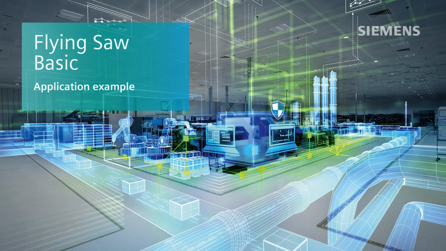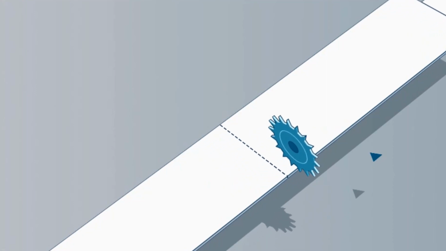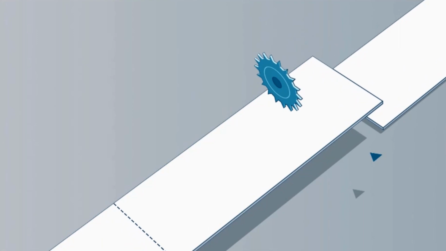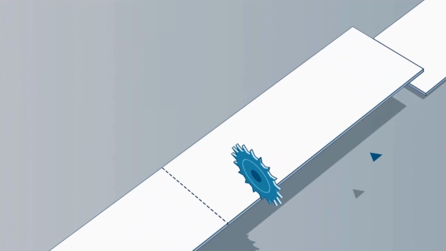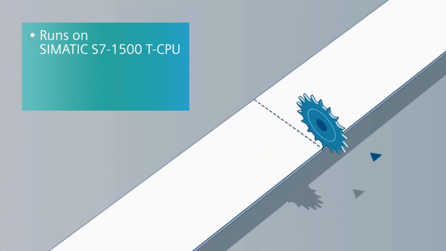In many industrial processes, cutting material on the fly is needed. A flying saw cuts materials on a conveyor which is continuously moving. In this application example, you will find a clearly structured solution for implementing a flying saw with the S7-1500 T-CPU.